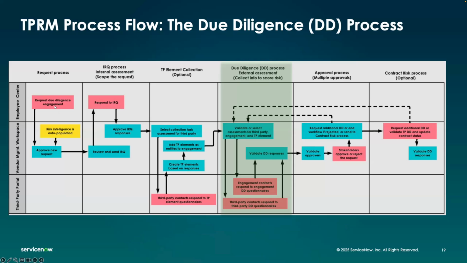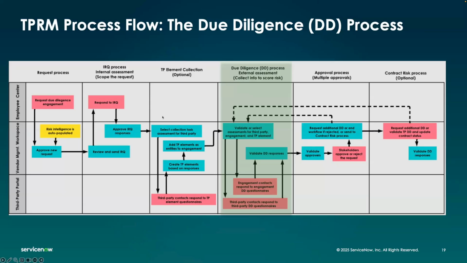The request process enables business users to formally request due diligence for a new or existing engagement involving a third party by leveraging the Employee Center. The internal risk assessment process initiates the Inherent Risk Questionnaire, or IRQ, to identify the internal stakeholders after an engagement request is approved by the risk manager. This helps with the internal risk score, or tier, that scopes the external assessments.